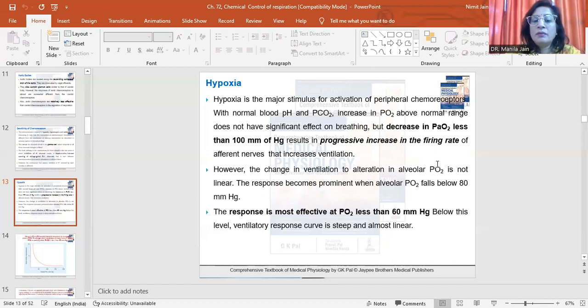The response is most effective at PO2 less than 60 millimeter of mercury. Below this level, the ventilatory response curve is steep and almost linear. So hypoxia is the major stimulus for activation of peripheral chemoreceptors with normal blood pH and CO2.